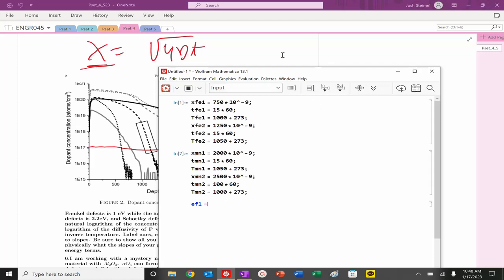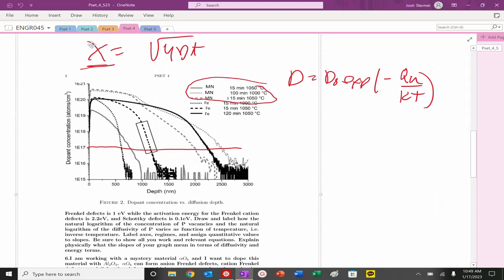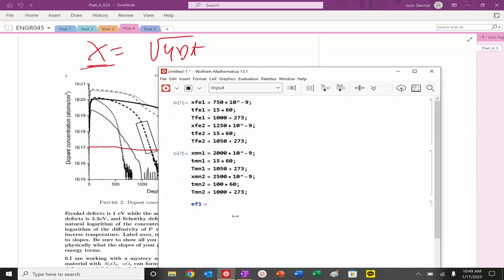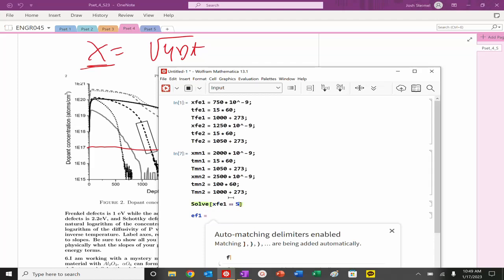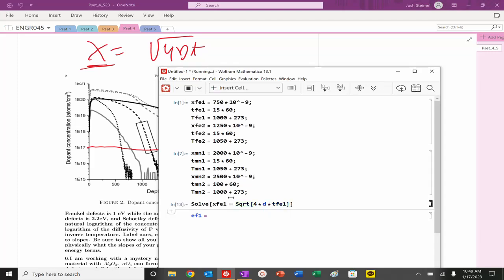so I need to solve for what? So we're given this, so I need to solve for diffusivity, and then I need to solve for the rest of my unknowns here. So let's first solve that, for example, x Fe1 is equal to square root of 4 times D times t Fe1. So look at this here. So this is, I'm going to call this my diff Fe1.